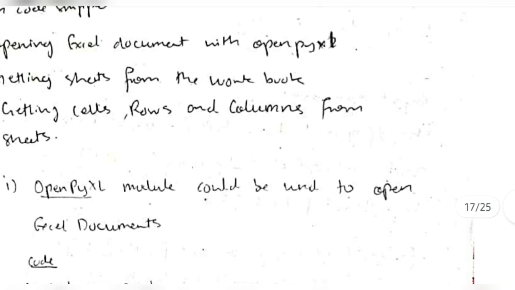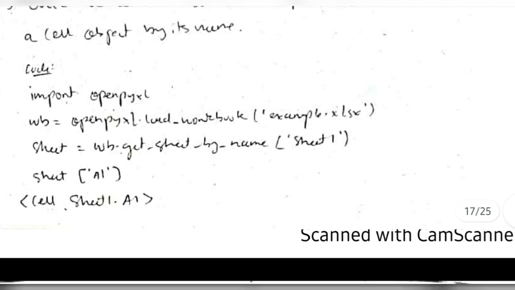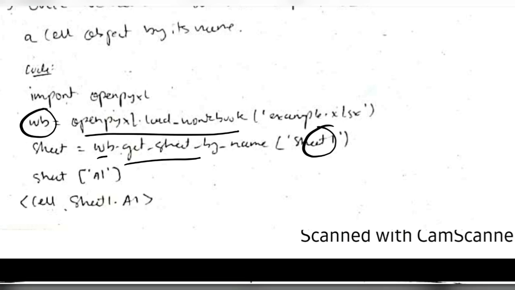Next one is about getting the cells, rows, and columns from the sheets. Three things we need: cells, rows, and columns. So how do we get the cell? First the same thing, create a workbook object. After that, WB.getSheet by name, whichever sheet you want to access. If you want to access sheet 1, that will be accessed, and that object will be stored here. Here also you are not performing the operations on the sheet, you will be performing them on the sheet object. Always the operation will be performed on the objects.